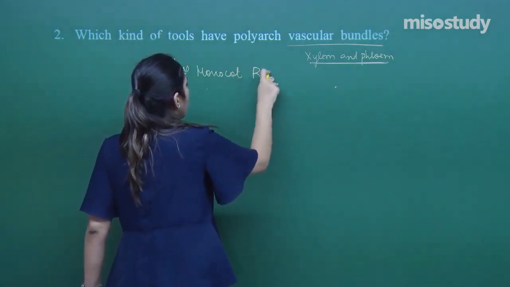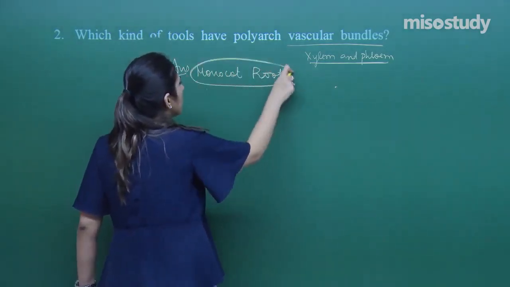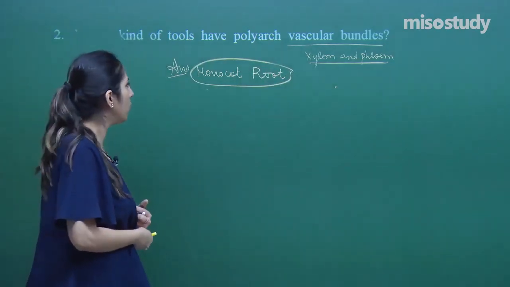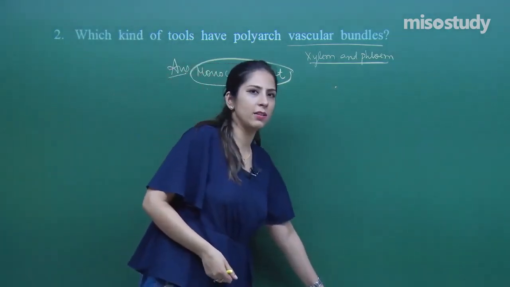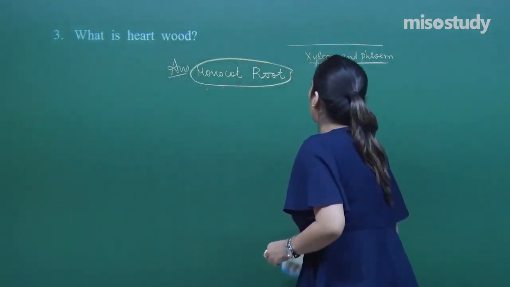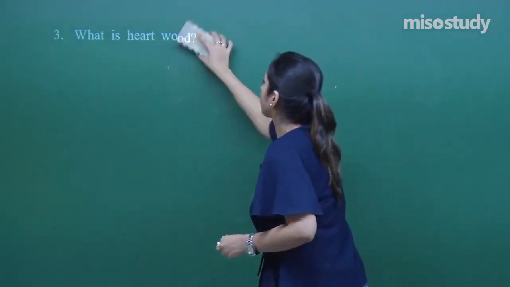In case of monocot root. Right students? So the correct option for question number 2 is monocot root or monocotyledonous root. Let's move towards the next question. Hope you have noted down this.